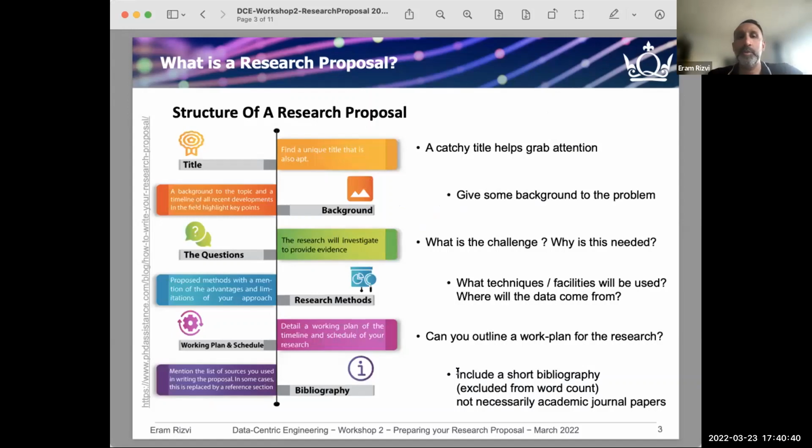Let me now come on to the structure. How do you think about preparing one, and how should you structure that research proposal? This slide illustrates that in a simple, straightforward way, I hope.